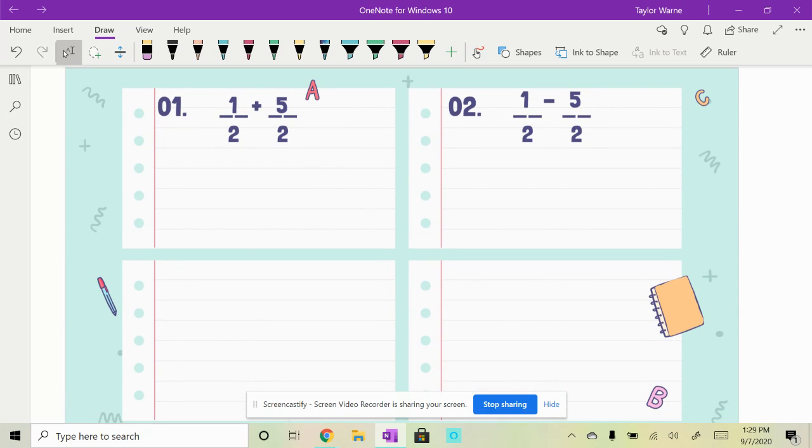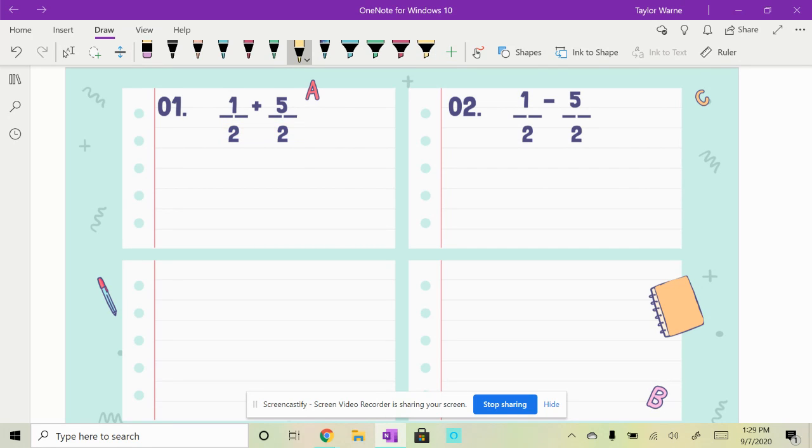Let's look at these two examples. They're the same problem except one is addition and one is subtraction. So in number 1, we have 1 divided by 2 plus 5 divided by 2. Here we have that common denominator of 2. So we need to keep that in mind.